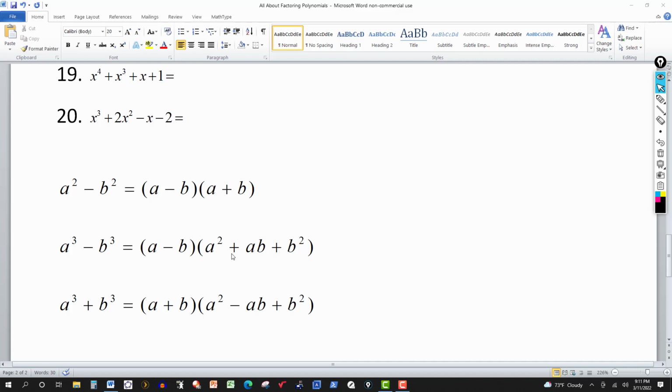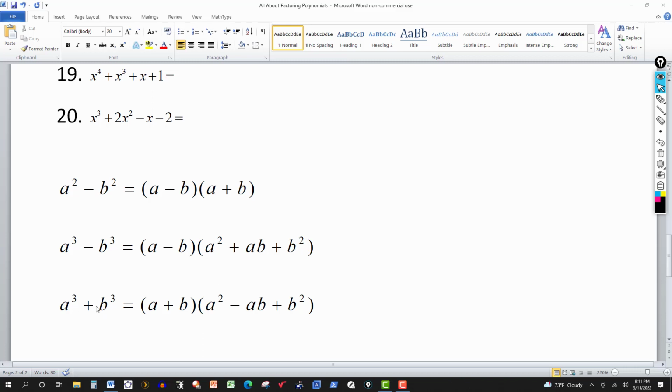And the second factor will always be the square of whatever you put right here in the first position. That's an a, so it's a squared. And then notice the signs change here. Plus the product of those two roots, cube roots in this case, ab, plus the second root squared.